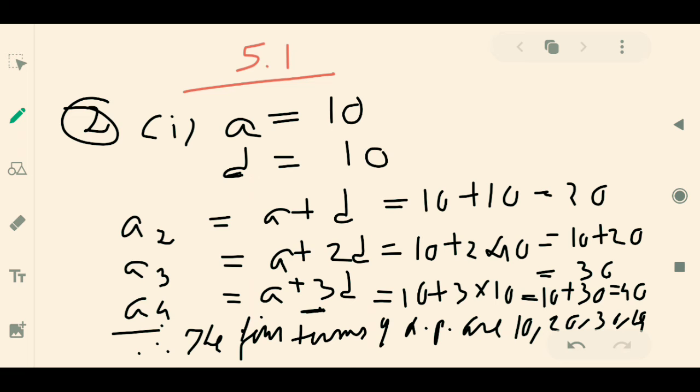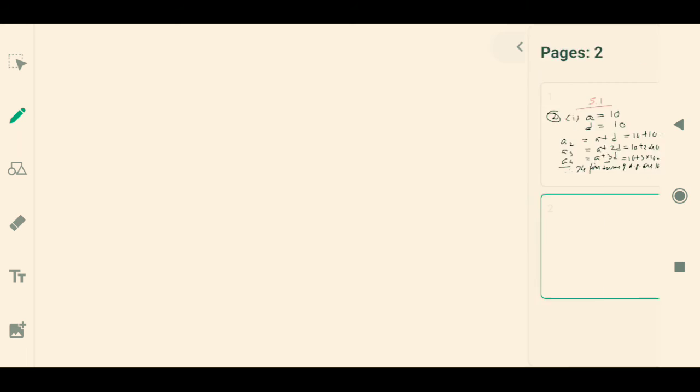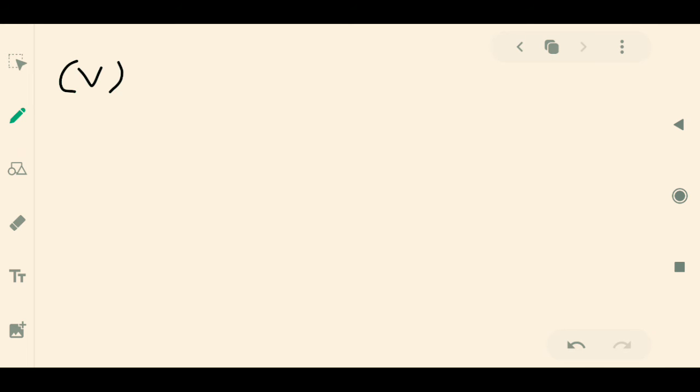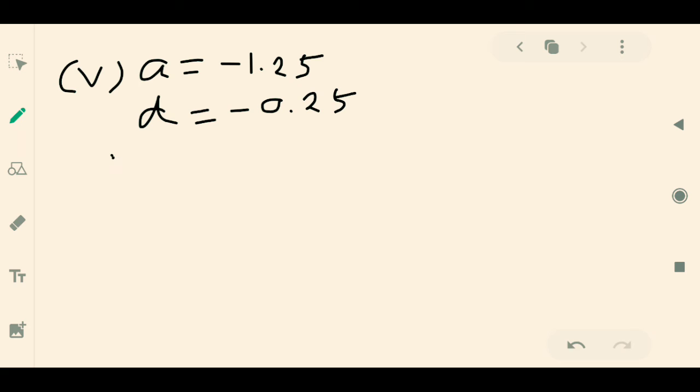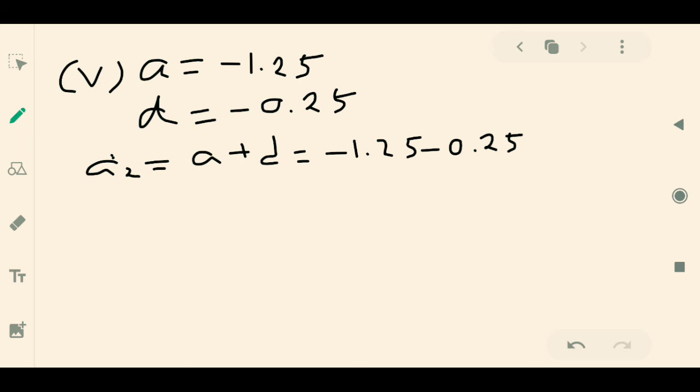One more sum I'll show you from here. That is number 5. The others you can do by yourself because practice is needed, and you can also do the process if you know. So A is given, A2 we will find out. The formula is A plus D. A is minus 1.25, and this addition means minus there, so it will be minus 1.50.